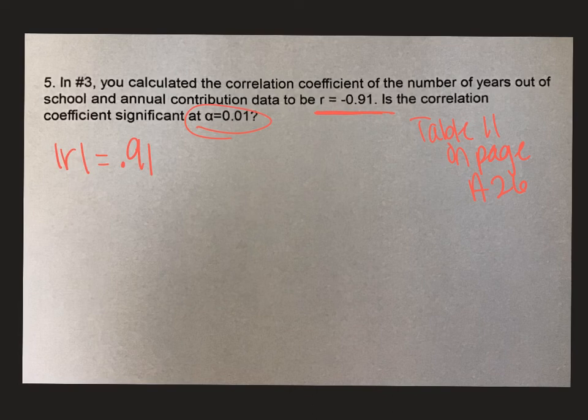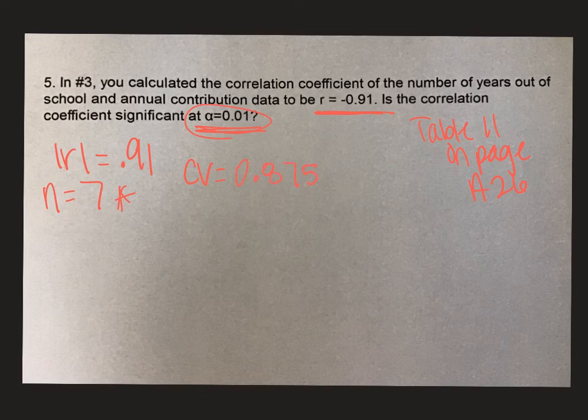So basically what we're going to do is we're going to say, okay, my n value was 7 because I had 7 data pairs. My alpha is 0.01. So on the table, I'm going to go over to whatever that alpha is. In this case, we only have options of 0.05 and 0.01 for this, which is fine. So we're going over to 0.01 and down to that n value. No degree of freedom, just n. So when we look at that, the critical value is 0.875.